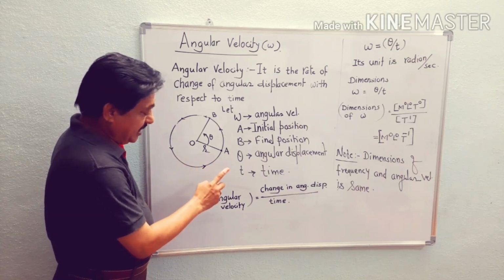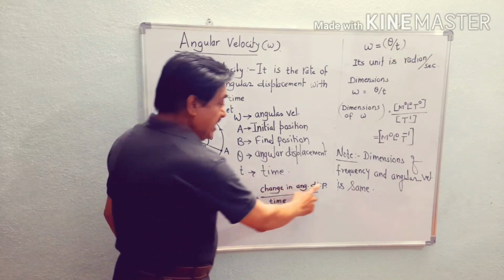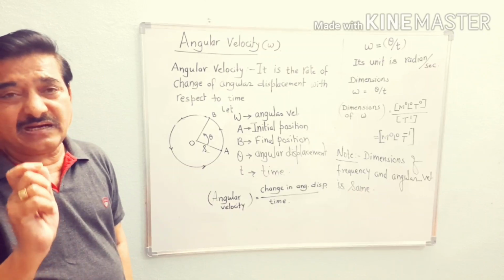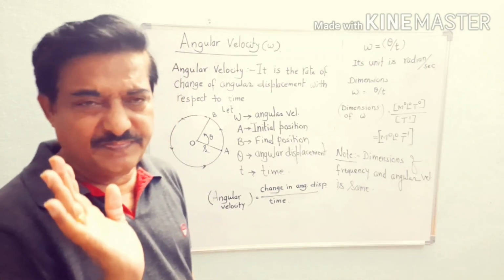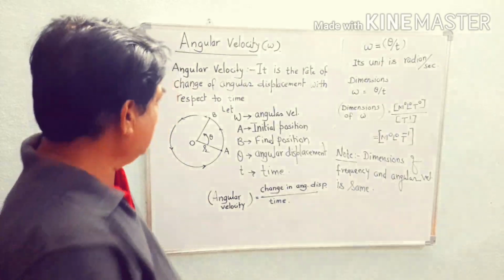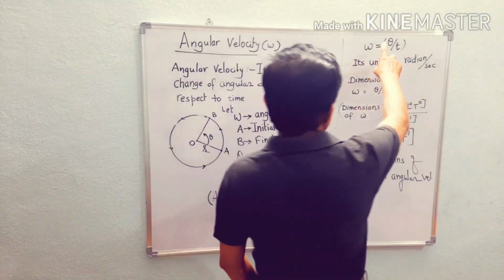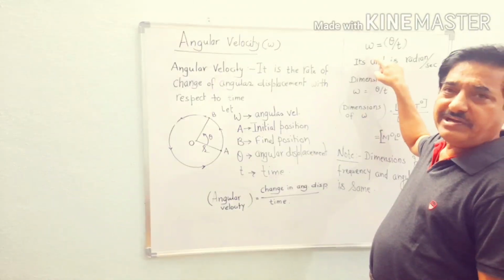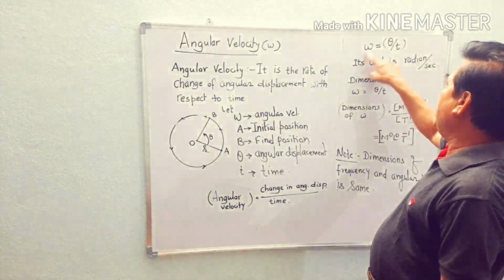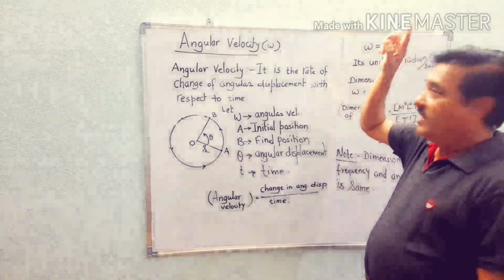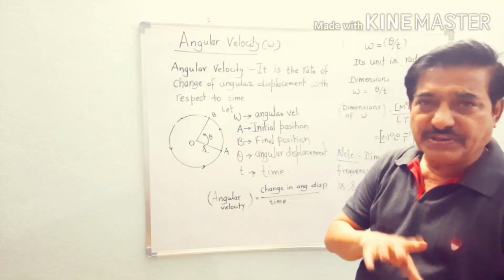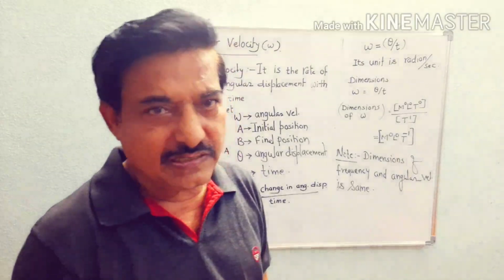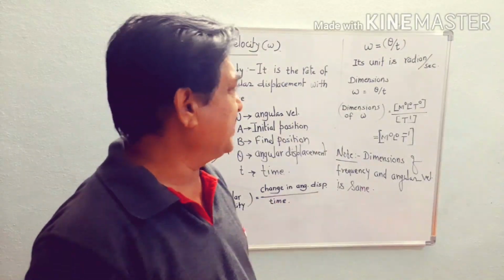Then, the angular velocity is given by change in angular displacement upon time. So, change in angular displacement is theta, that is the angle between initial position and final position. This change in angular displacement is theta, t is the time, and omega is the angular velocity. In this way, we get an expression for angular velocity. Omega is equal to theta upon t. Its unit is radian per second, because the unit of theta is radian and the unit of t is second, so its unit will be radian per second.